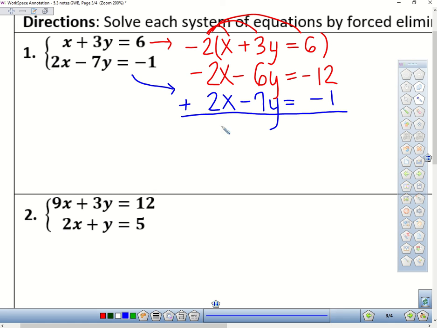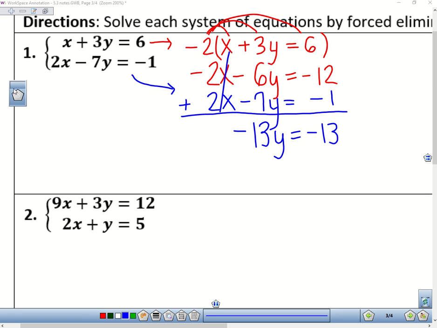And what's going to happen to these x's now? Cancel out, which was our goal. Negative 6 minus 7 is negative 13y. And then negative 12 minus 1 is also negative 13. And what would be my last step to solve for y? Divide both sides by negative 13. Anything divided by itself is what? Not 0, but 1.